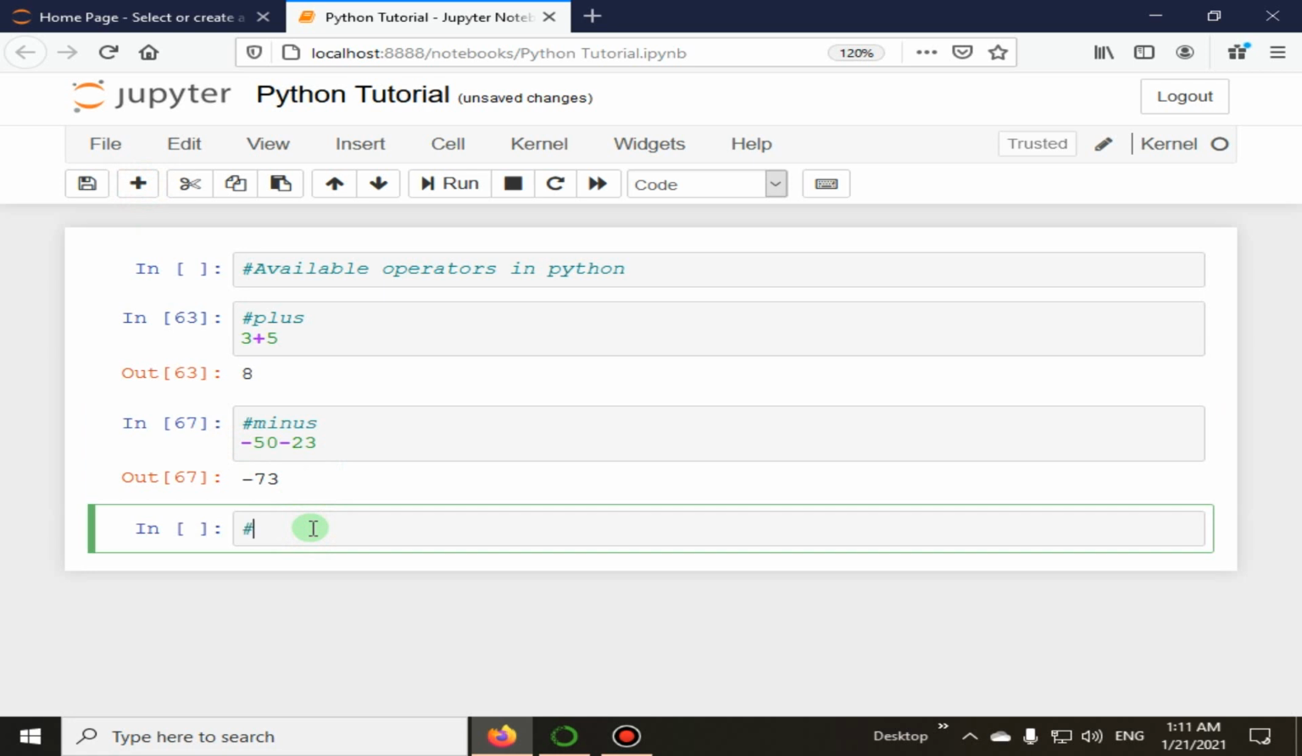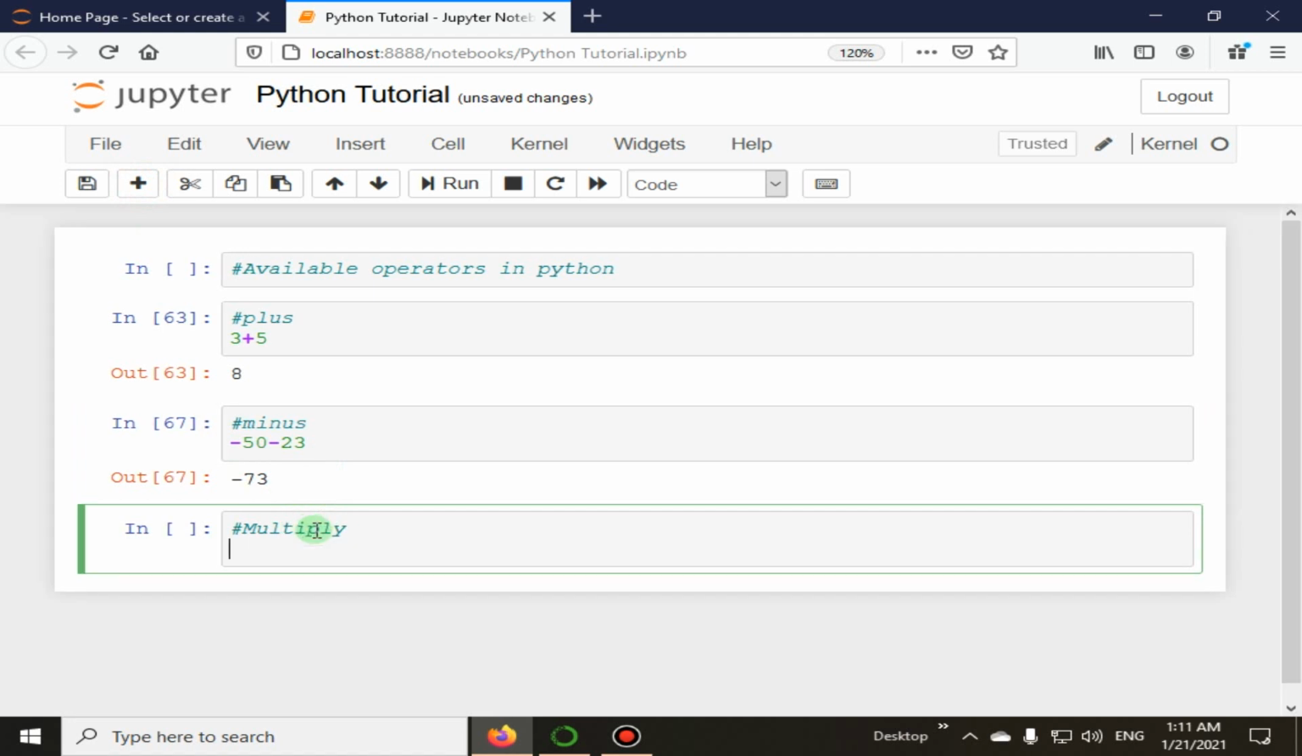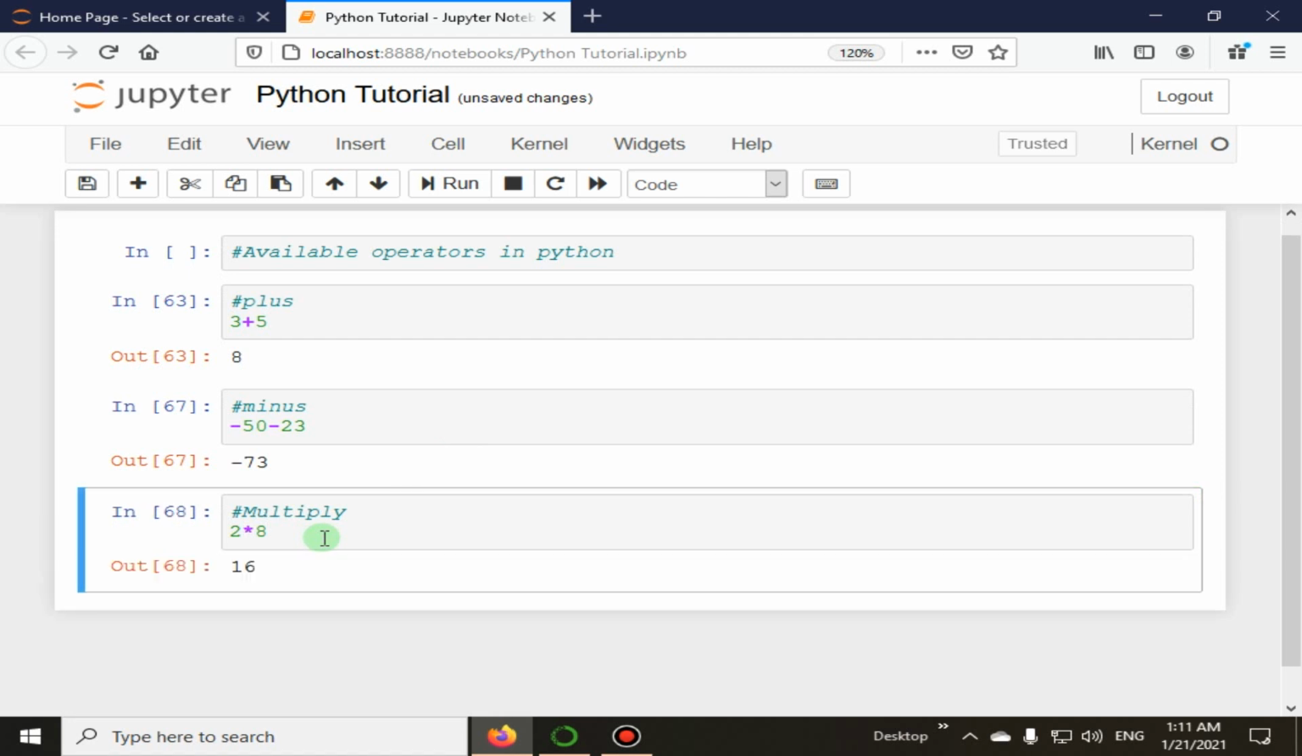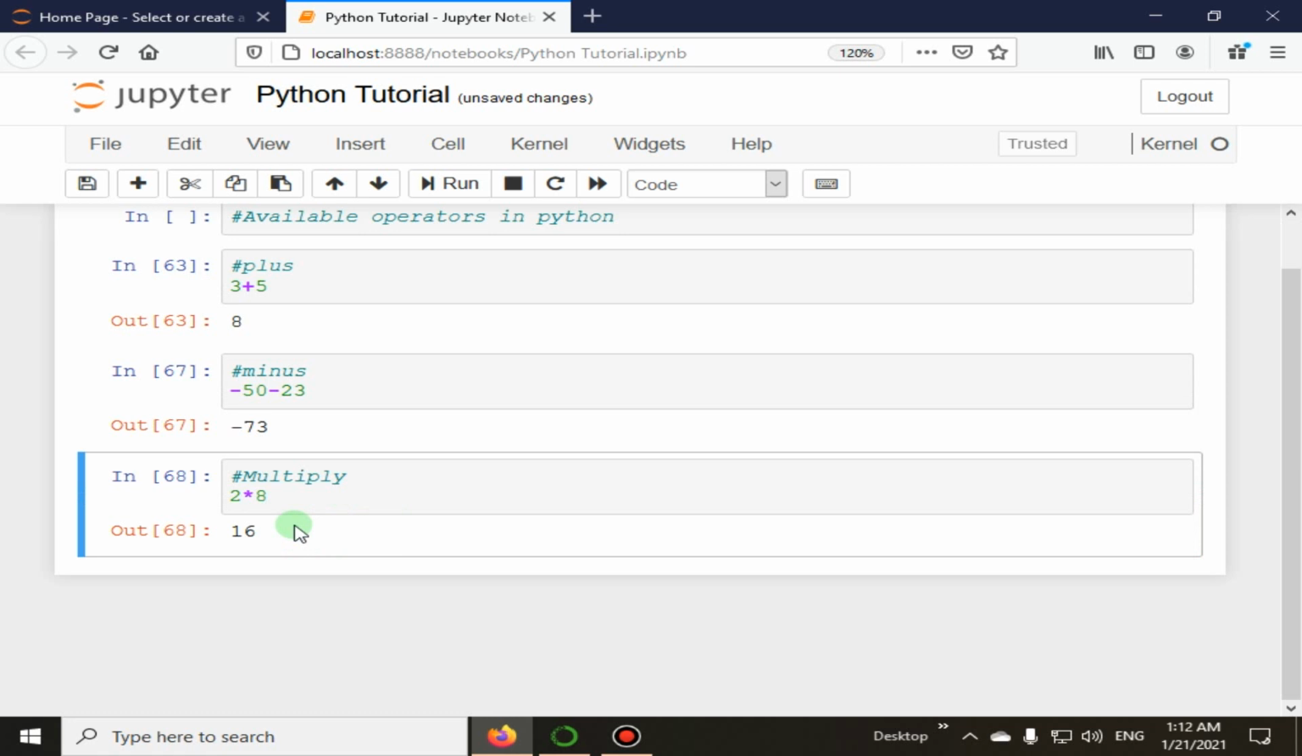multiply. So this gives the multiplication of the two numbers or returns a string repeated that many times. Let's suppose we are going to multiply 2 by 8, and it gives us 16.